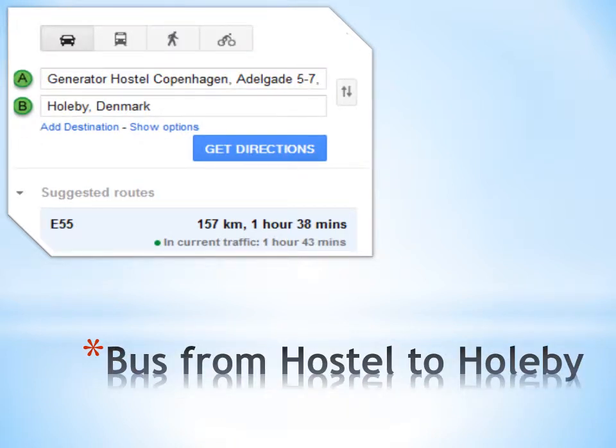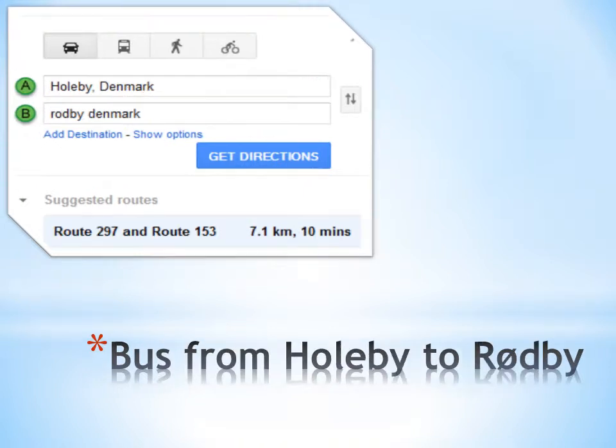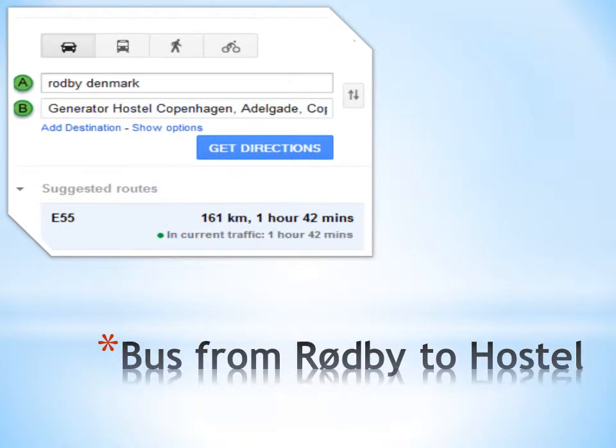The next bus trip is related to our trip to Lolland while we're in Denmark. We will be going from the Generator Hostel in downtown Copenhagen to Holeby, Denmark, which will be 157 kilometers. Then we will be going from Holeby to a nearby town called Rudby, hope I'm saying that right, which will be about 7.1 kilometers away. Then we will be taking our chartered bus from Rudby back to the Generator Hostel in Copenhagen for another 161 kilometers.